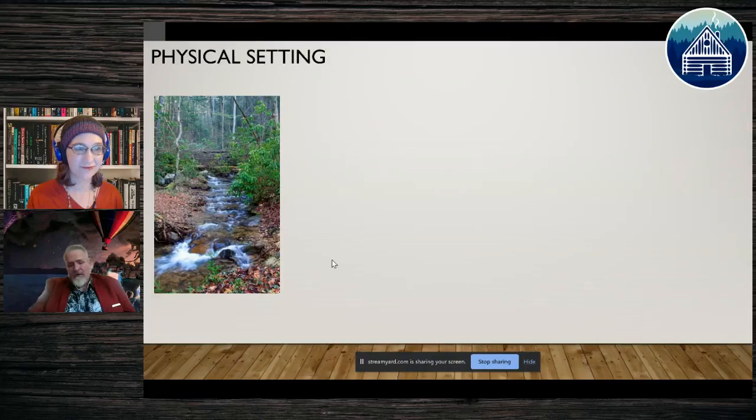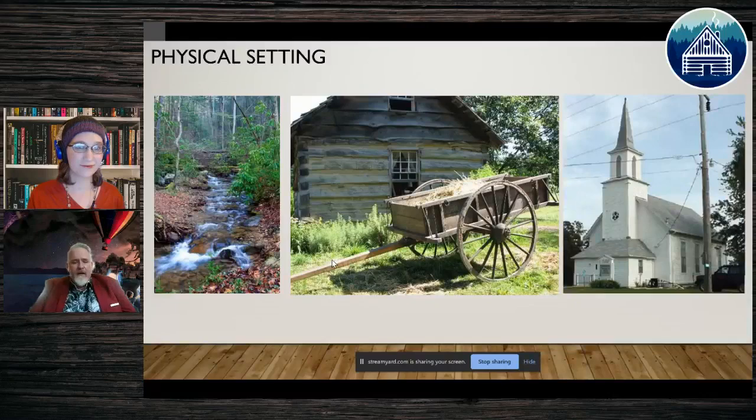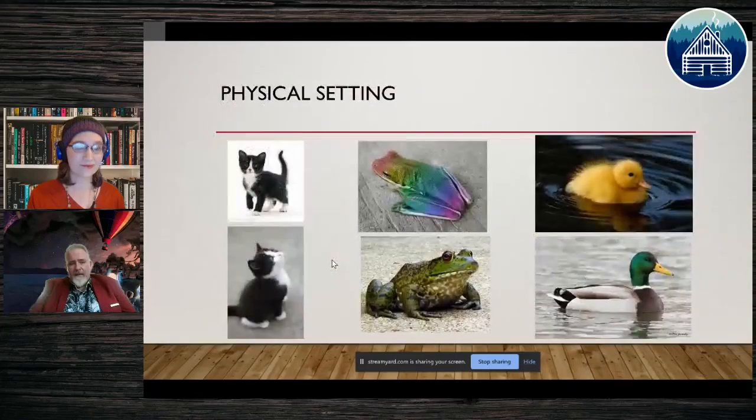Technically, it isn't Earth, but it's very Earth-like in that it's got streams and brooks and plants like you see here. But it's also got traditional olden time stuff like log cabins and wagons and things like that. And then there are places in the physical setting, like this church is part of it, some of the architecture that you'd see in this.